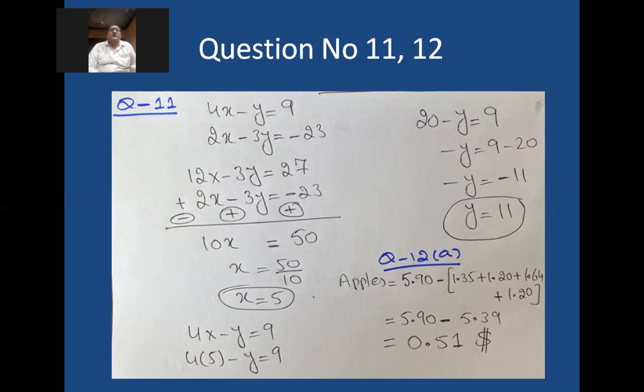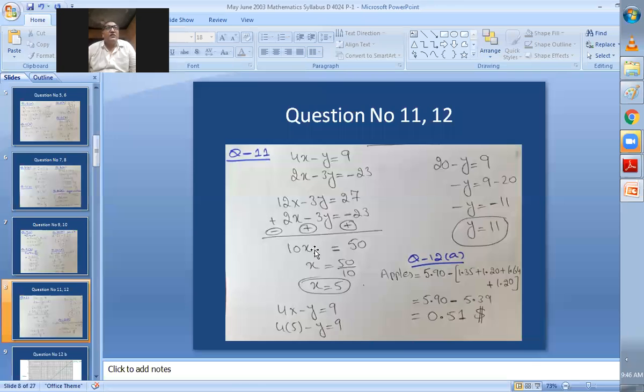20 minus y equals 9, so minus y is equal to 9 minus 20, so minus y is equal to minus 11. The minus minus will be cancelled, so y will be equal to 11. So this is how we do this question number 11. The simultaneous equations are a 3-mark question, very, very important. Every year this comes in the paper.